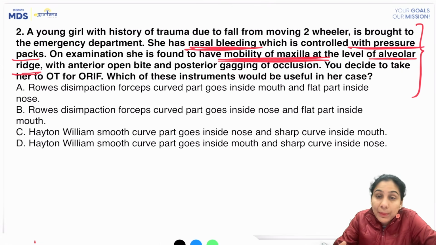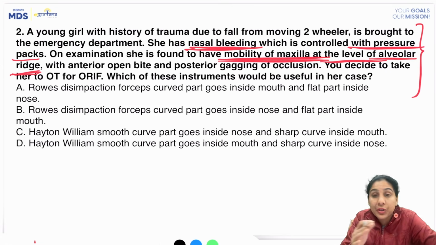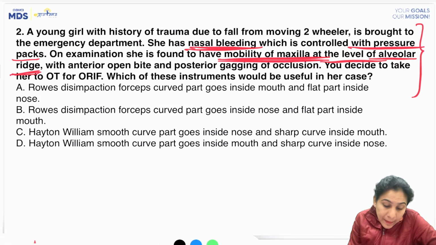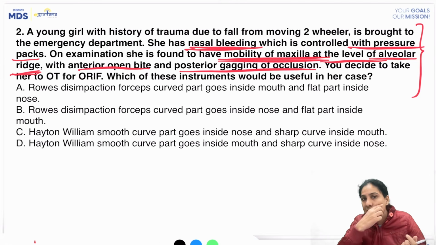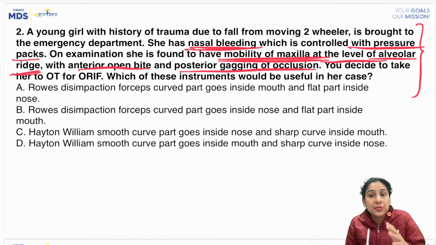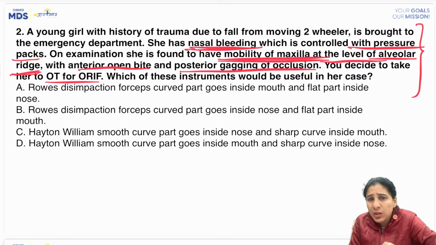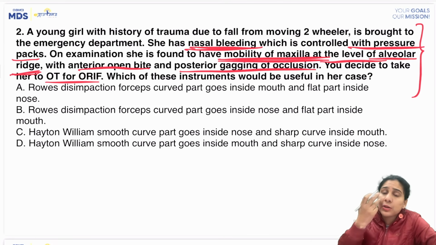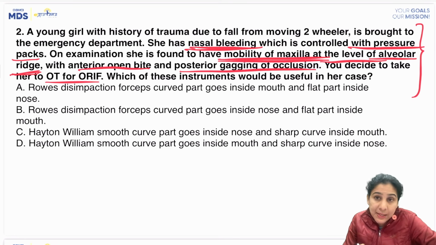Coming back to the question, mobility of the maxilla at the alveolar ridge is a Le Fort 1 fracture. Along with that, there is an anterior open bite and posterior gagging of occlusion. So that means it's an impacted fracture. The fracture has caused the maxilla to go up and impact into the rest of the midface. You decide to take her to OT for ORIF. You're going to remove the impaction and put some plates. Which of these instruments would be useful in her case?